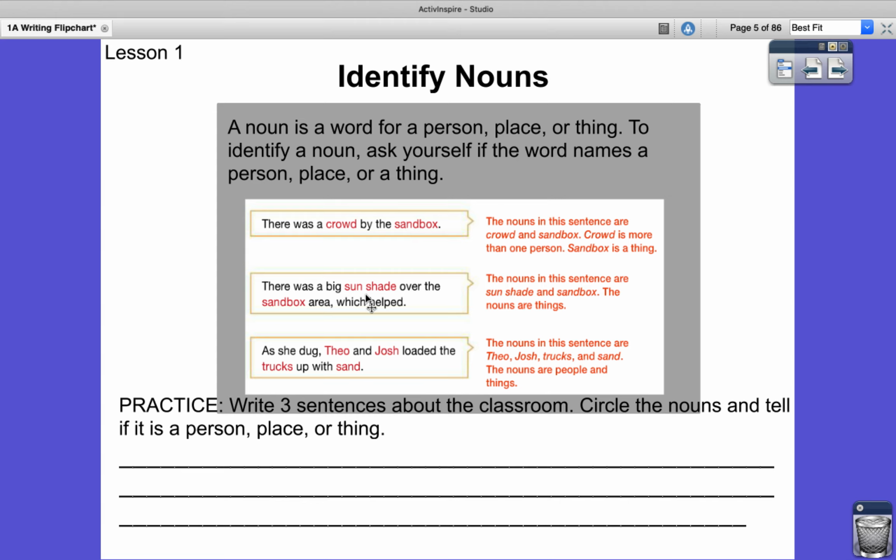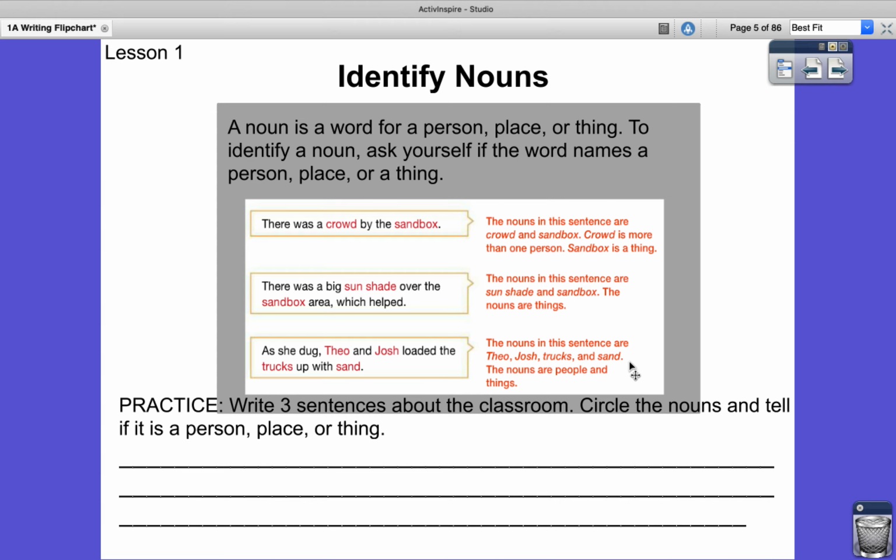There was a big sunshade over the sandbox area which helped. The nouns in this sentence are sunshade and sandbox. The nouns are things. Okay? Finally, as she dug, Theo and Josh loaded the trucks up with sand. The nouns in this sentence are Theo, Josh, trucks, and sand. The nouns are people and things.